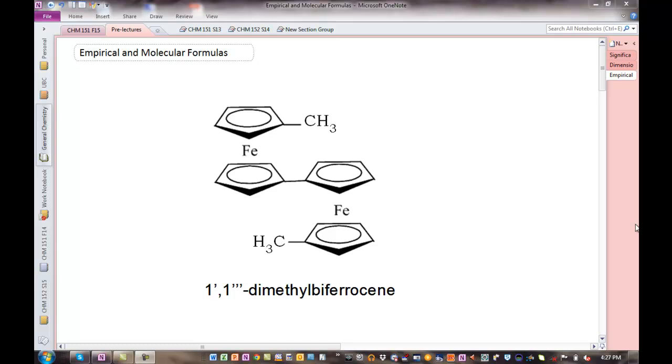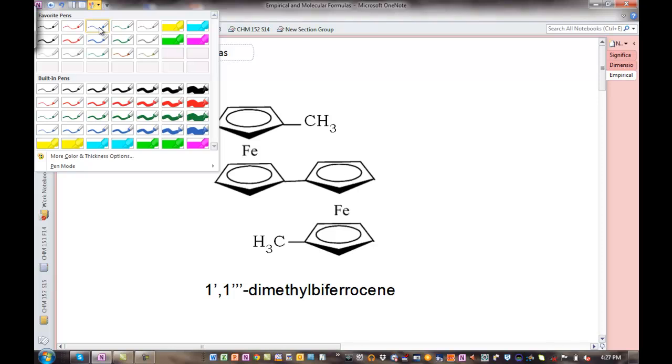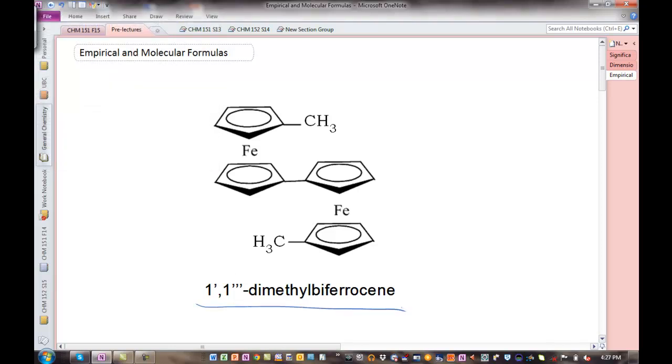In the video today I would like to talk about empirical and molecular formulas. So what you should see in front of you is a representation of a molecule. This molecule happens to be called 1',1''' dimethylbiferrocene, as you can see there.